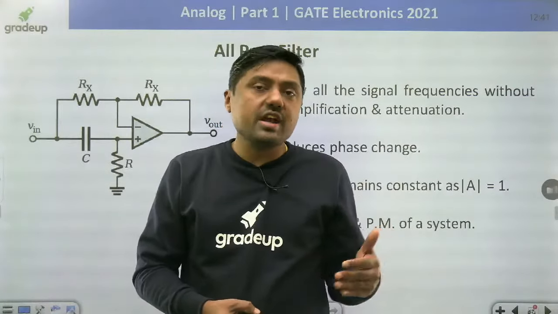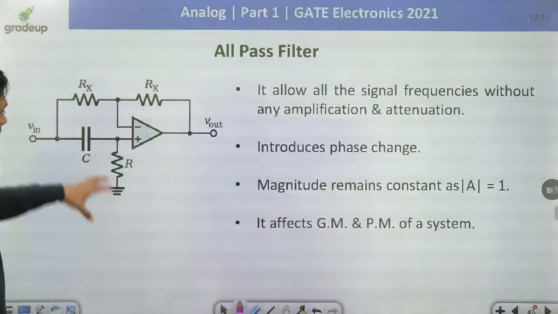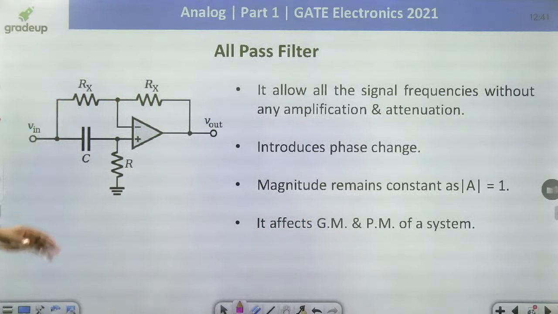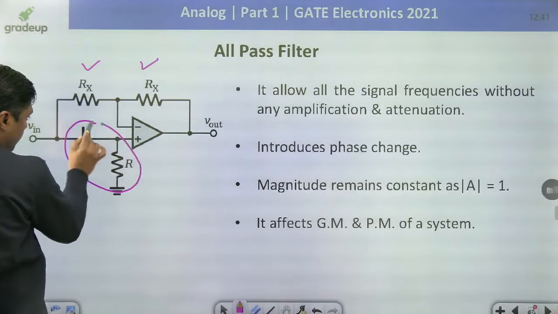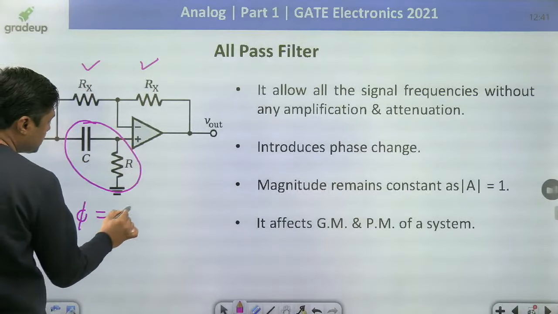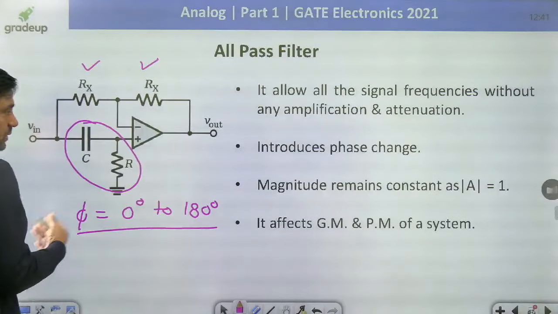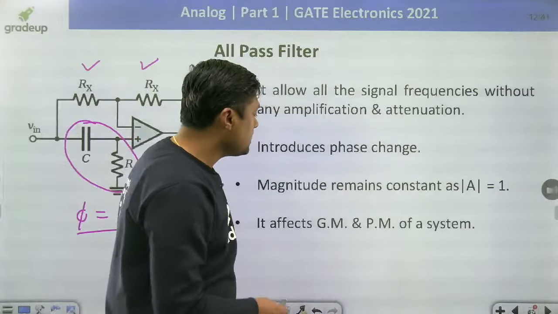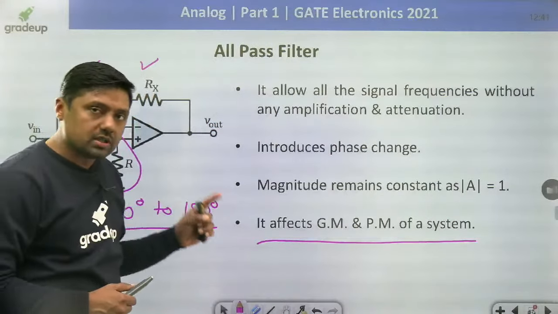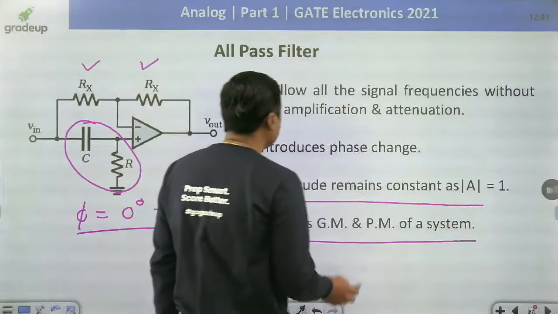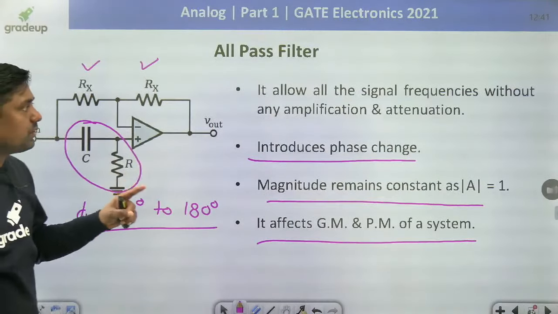To simply reject what noise? Power supply noise. We are using the notch filters. Now it is an all pass filter. Always remember these two resistors are equal. If it is similar to a high pass filter, the phase shift provided is from 0 degree to 180 degree. It affects the gain margin and phase margin of the system in a control system. The magnitude will always remain 1. It will introduce a phase change, from 0 to 180 degree, positive value.